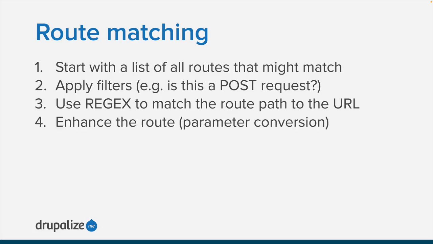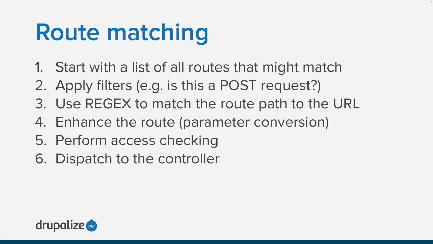After that, the route gets enhanced. This gives other code the opportunity to modify the request before the controller is called. This is most commonly used for doing things like identifying that the integer in the URL is actually the ID of a node, and then loading the corresponding node object so that it can be passed as an argument to the controller, also known as upcasting. After that, access checks are applied. This ensures that the current user has permission to access the route, and finally, you should be left with a single matching route, and the controller defined for that route is executed.